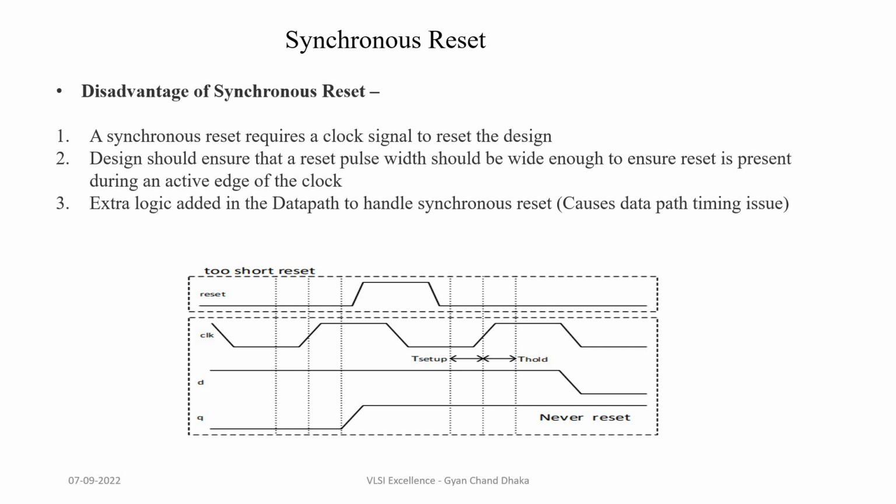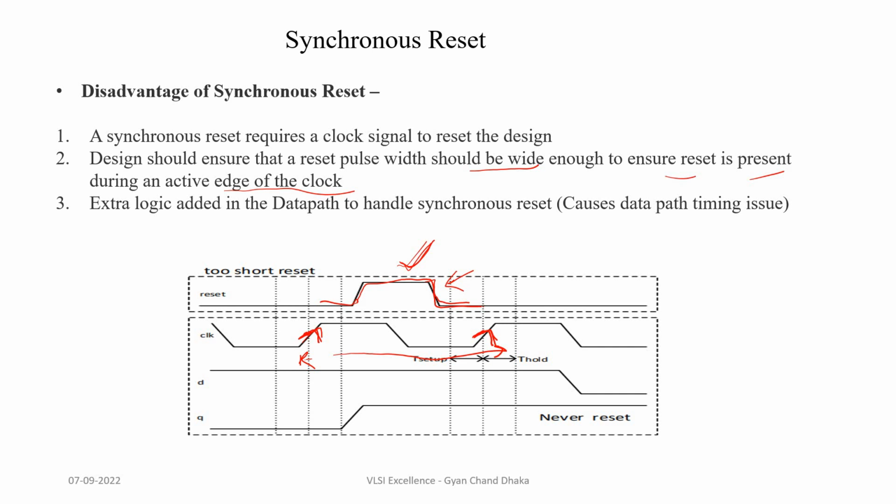Another disadvantage is the design should ensure that a reset pulse width would be wide enough to ensure reset is present during an active edge of the clock. So if this is our reset pulse, which is basically coming inside, this is the clock period, this is the first rising edge, this is the second rising edge, and the reset pulse is basically this much. So this reset pulse will not get detected even at this clock edge as well as this clock edge. So we have to make sure that this reset pulse is wide enough so that it can be detected by any of the active clock edges, and then the reset signal can go further into our design and reset all the required flip-flops.